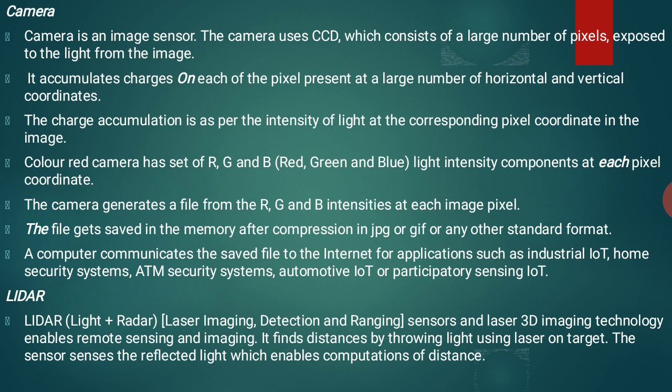A color camera has a set of R, G and B light intensity components at each pixel coordinate. If you are using color cameras, they have the color components RGB. RGB stands for red, green, blue light intensity components. These light intensity components are very effective at each pixel coordinate.